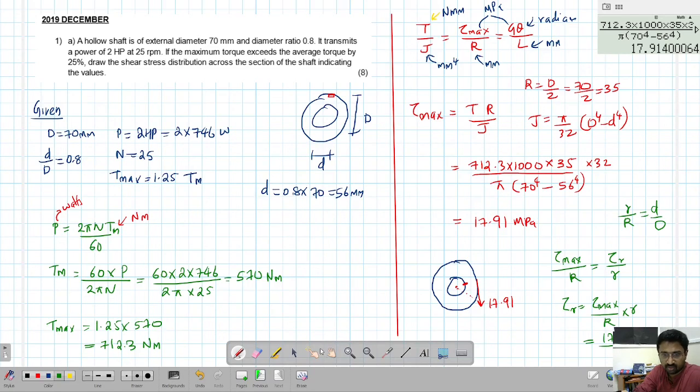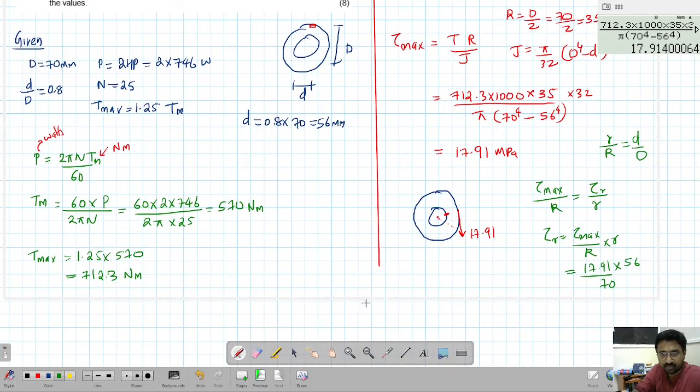Okay, so this gives me my final value. So let us just calculate that very fast. So 17.91 times 56 divided by 70 gives me 14.33 MPa. So at this point, the shear stress is 14.33, and it will be varying like this. Okay, so the shear stress variation is nothing but it will look like this.